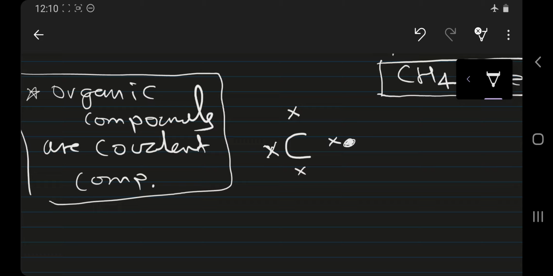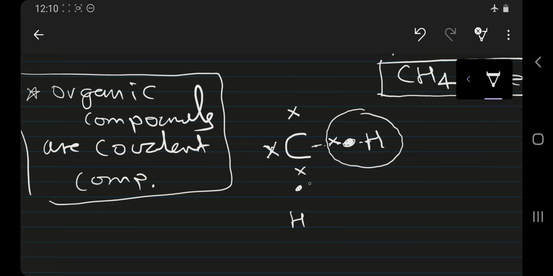orbit. Suppose this is the electron from hydrogen. Hydrogen carries only 1 electron because its atomic number is 1, so its first orbit will contain only 1 electron. Then carbon will form this covalent bond, and due to this sharing of electrons, hydrogen is also getting benefited by completing its duplet.